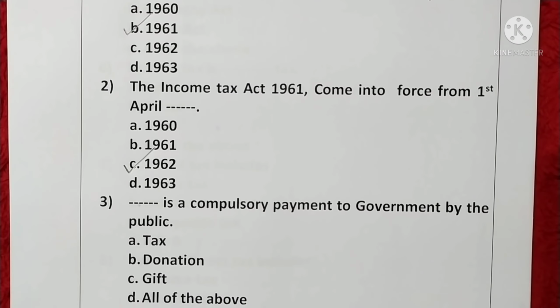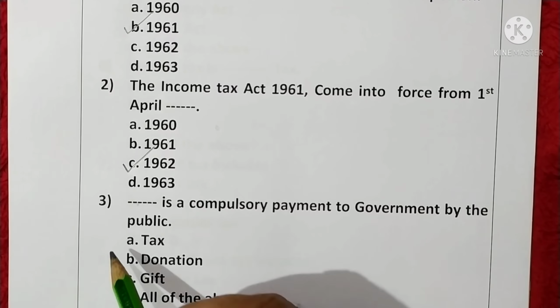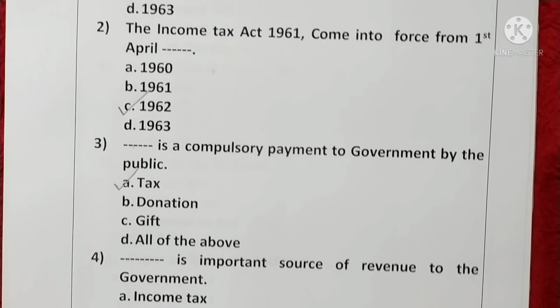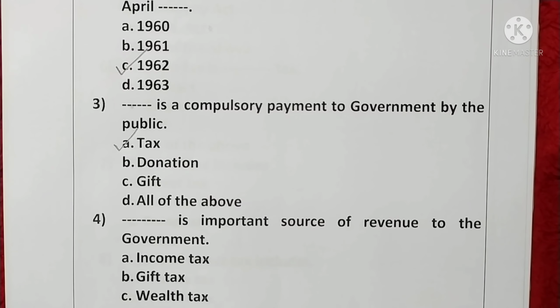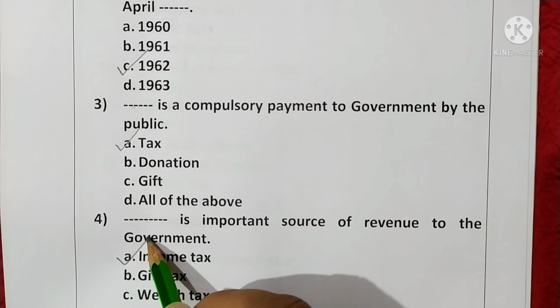Question 3. Dash is a compulsory payment to government by the public. Here, a tax is a compulsory payment to the government by the public. Option A is correct. Question 4. Dash is an important source of revenue to the government. Here, income tax is an important source of revenue to the government. Option A is correct.